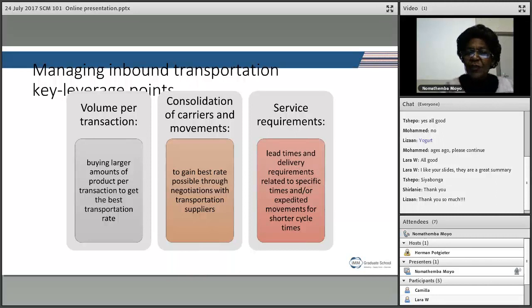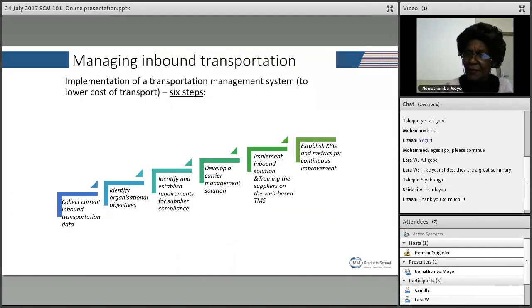Consolidation, to gain the best rate possible through negotiations with transportation suppliers. They know they will always have you, so if you negotiate well, you are likely to get the best rate. Service requirements, we are looking at lead times and delivery requirements related to specific times and or expedited movements for shorter cycle times.